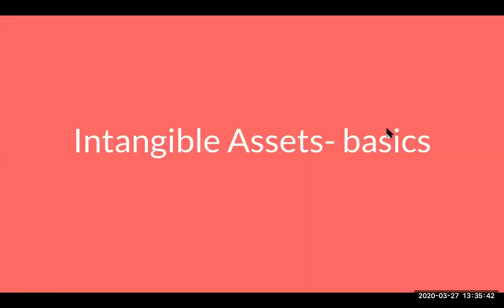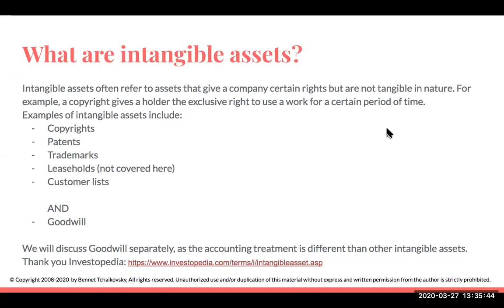So we're going to talk a little bit about the basics of intangible assets. Intangible assets are assets that give a company certain rights but are not tangible in nature. For example, copyright gives a holder the exclusive right to use a work for a certain period of time. Another example would be David Bowie, who, while he was alive, sold the rights to his songs, basically the publishing rights, for a certain time period. I'll post that link after this presentation, but we're going to look at some other ones.